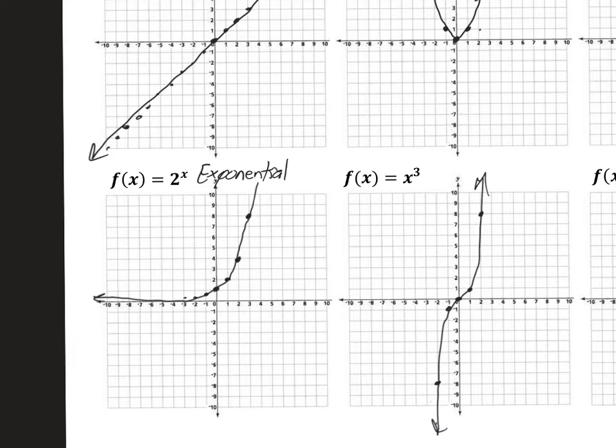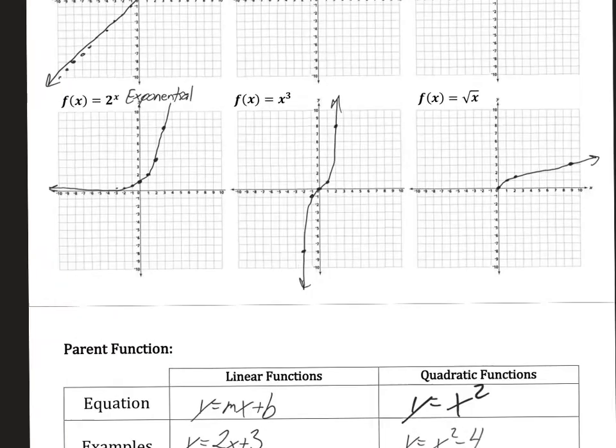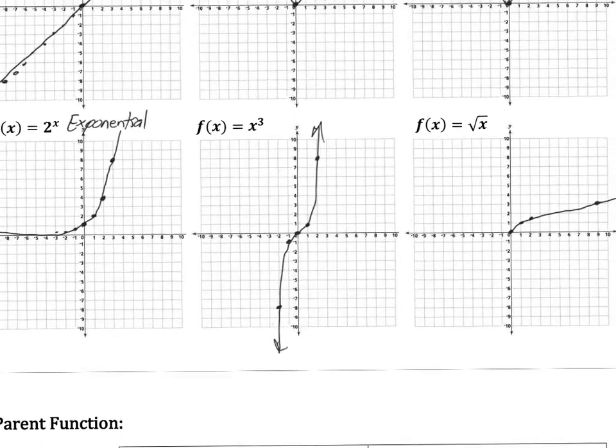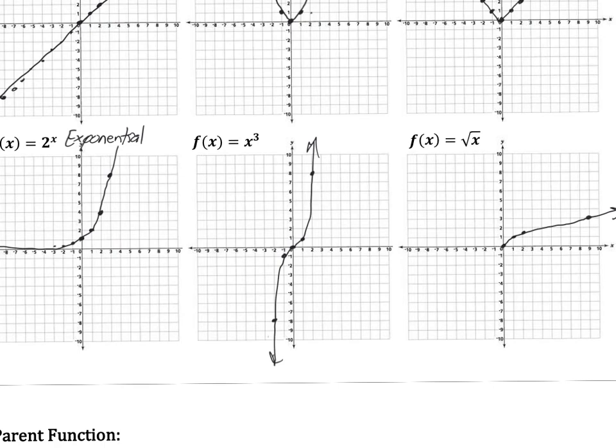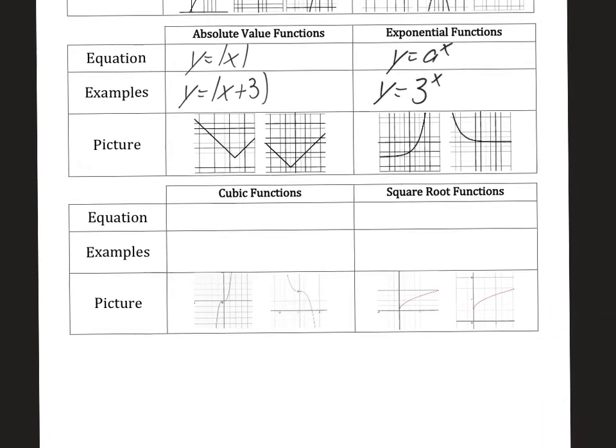The next one, it looks like an S, so what's my S-shaped one look like? X to the third. So real quick, I'm going to write this up here. This one is cubic. So y equals x to the third. Another example could be y equals x to the third plus 2, or x to the third plus 7. You can come up with whatever number you want as long as it makes that S shape.